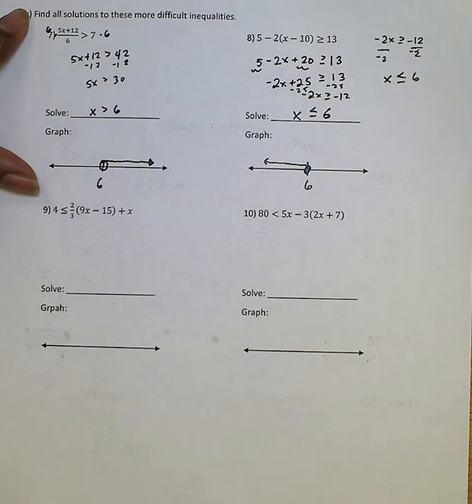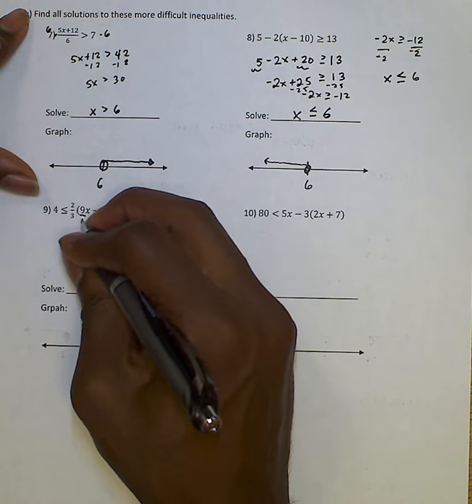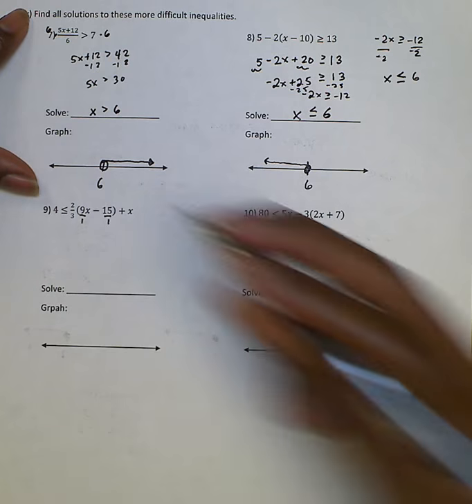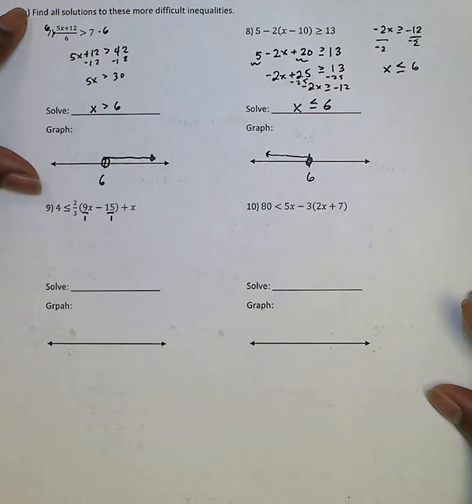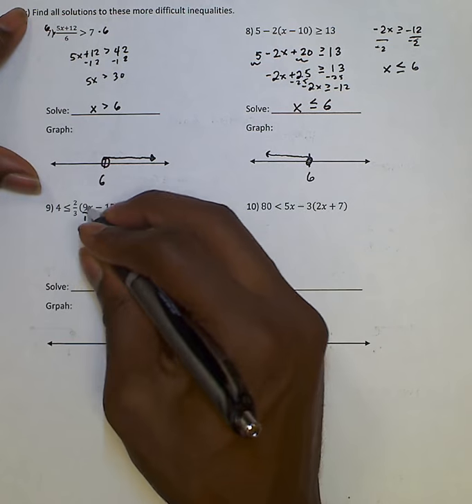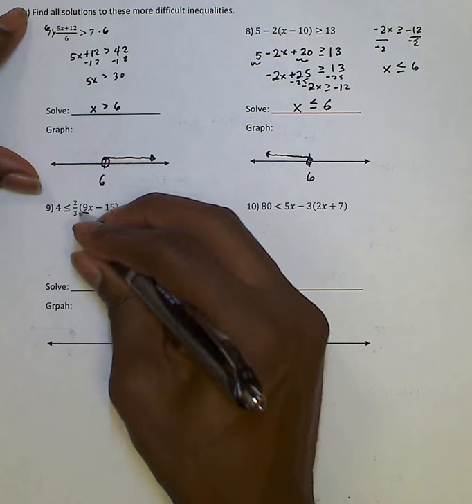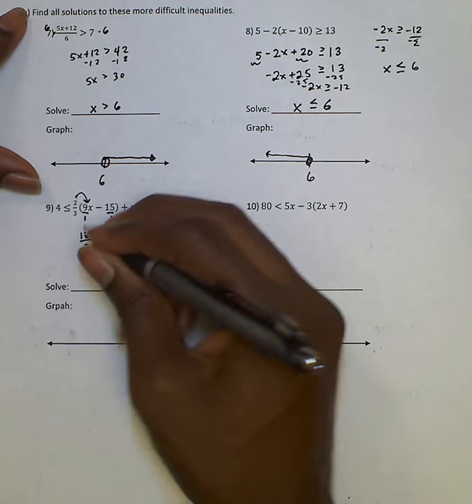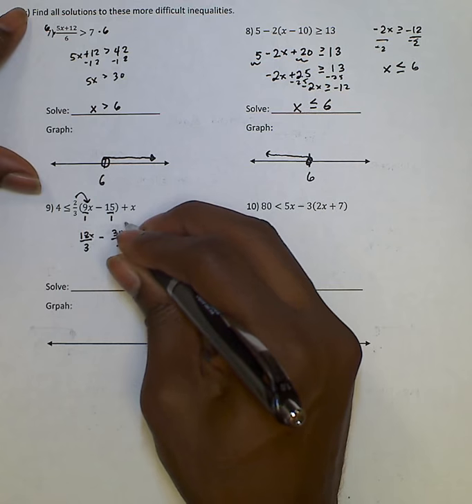All right, I'll do number 9 with you and leave number 10 for you to finish on your own. Number 9, guys, remember this fraction. If you're having difficulty multiplying it, writing all the other numbers as a fraction might help you. Remind you to do numerator times numerator, denominator times denominator. 18x over 3 minus 30 over 3. Okay, plus x is out here.